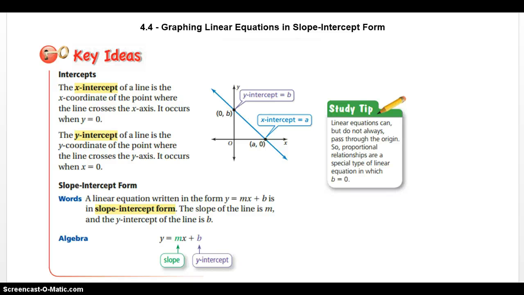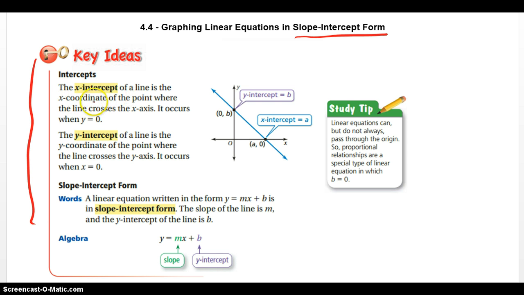Okay, in section 4.4, we're going to be graphing linear equations, but this time we're graphing using slope-intercept form. Up to this point, we've been graphing using a table, but today we're going to start using slope-intercept form, and this actually ends up being a lot easier and more efficient than using a table. So let's look at some of the key ideas over here.